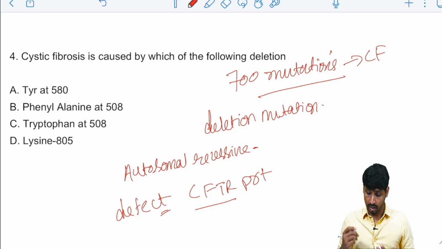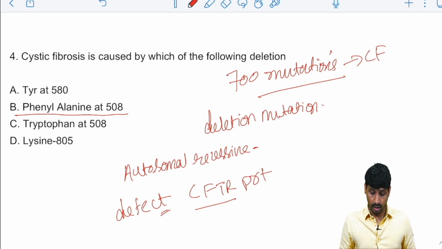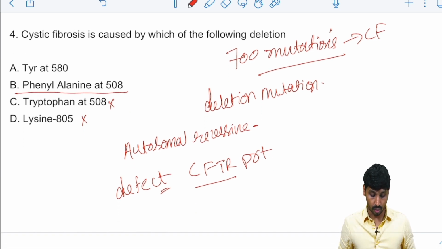If this cystic fibrosis transmembrane regulatory protein is not available, there is a defect in transportation of chloride. So what happens in that condition? Your chloride concentration in sweat will be high. So the answer here I can say is phenylalanine at 508. The rest of the answers are wrong. Tyrosine at 580 is not the correct one. Phenylalanine at 508 is the correct answer. Tryptophan at 508 is also wrong. Lysine at 805 is also wrong. So that is the significance.